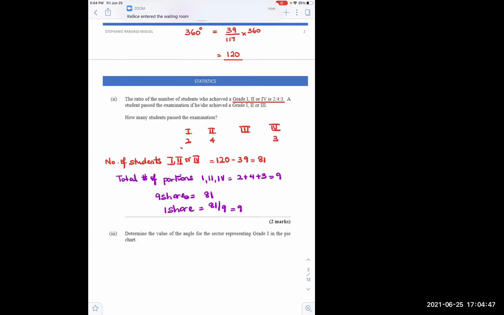So 2 by 9 is 18. It means 18 students received grade 1. 4 by 9 is 36. So it means 36 students received grade 2. Grade 3 we know is 39. So the students who passed would be 18 plus 36 plus 39, which is 93. Do you all see that?